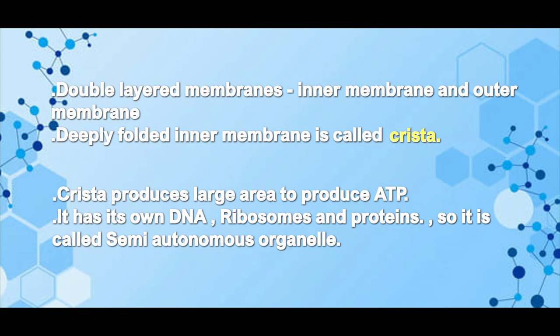Double-layered membranes, inner membrane and outer membrane. The deeply folded inner membrane is called crista. Crista provides a large area to produce ATP. It has its own DNA, ribosomes and proteins. So, it is called a semi-autonomous organelle.